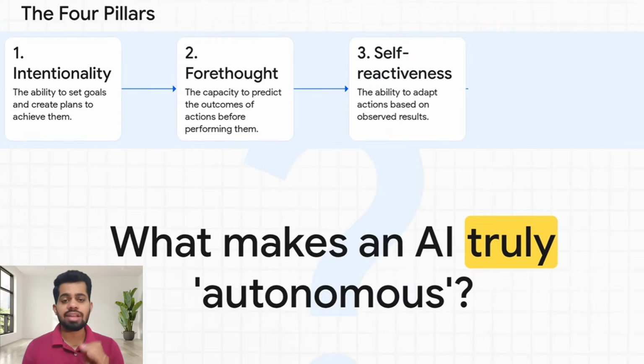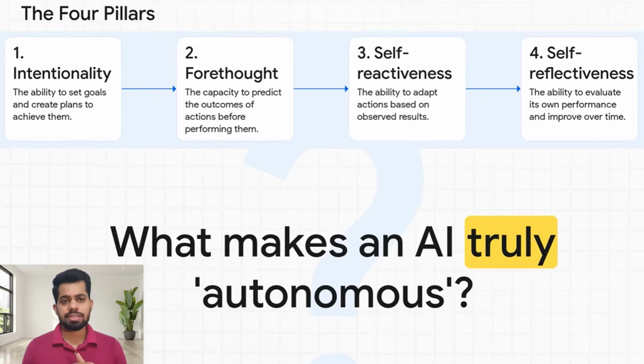And third, we have self-reactiveness. This allows the agent to adapt its action based on the results it observes in its environment. If something is not working, it changes its approach. And finally, there is self-reflectiveness. This is where the agent evaluates its own performance and figures out how to improve over time. It's about learning from its own experience.